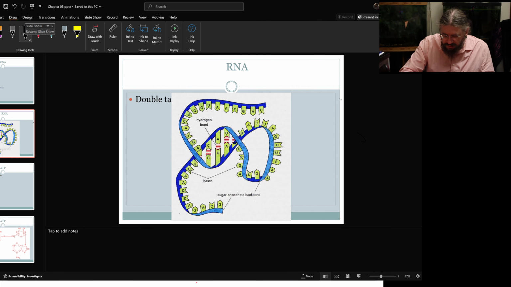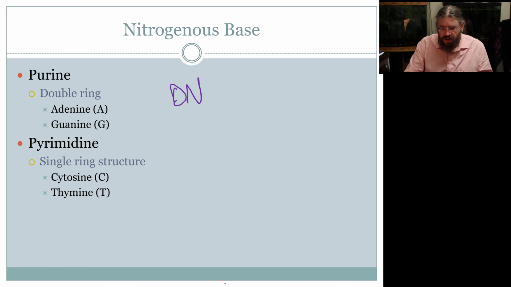Oof. I don't know if the recording is picking it up, but apparently there's like a little search box in the Microsoft PowerPoint thing, and even though I'm in a presentation, apparently if I click in this general direction, it'll go to the search box.